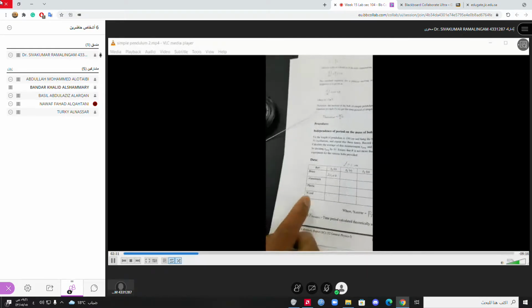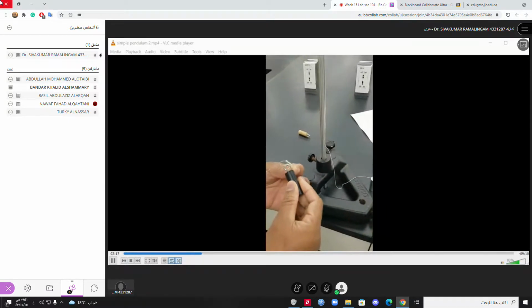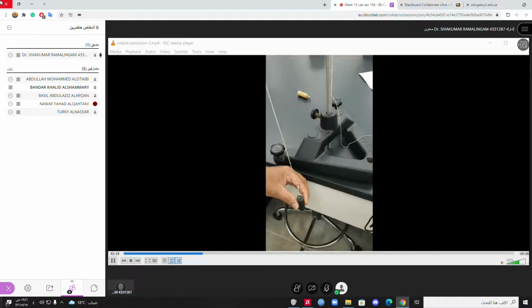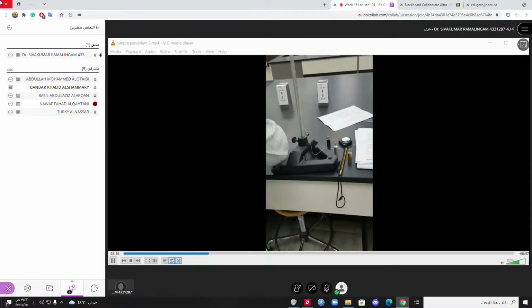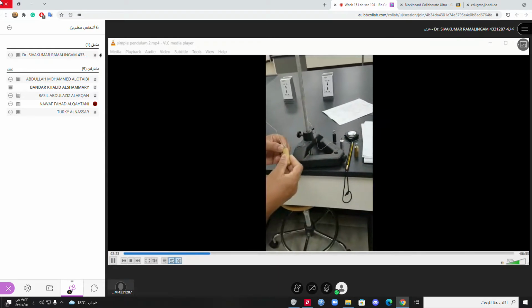Next is plastic. Now the mass should be replaced by this plastic one. The length is the same but the mass we are changing. Now give the oscillation. Find the time taken for 10 oscillations. Record it here. And repeat this experiment for the last mass, the wood. Place the wood here, oscillate it and find the time taken for 10 oscillations.